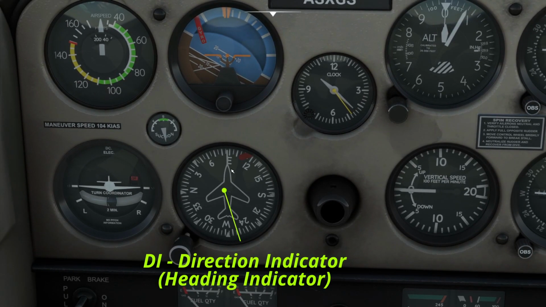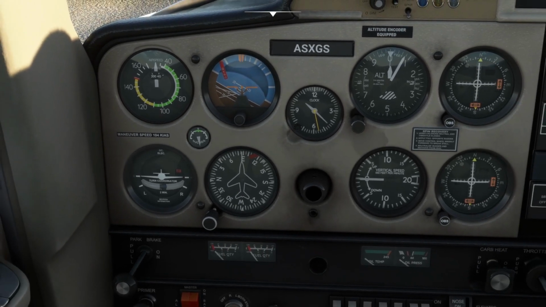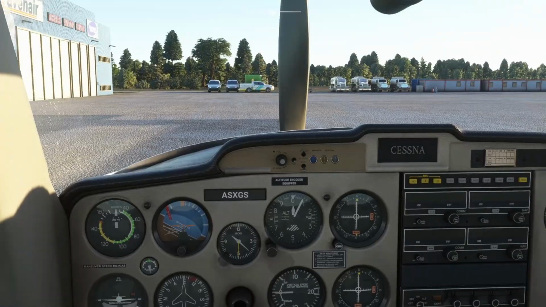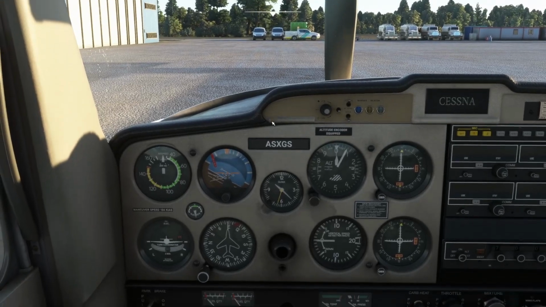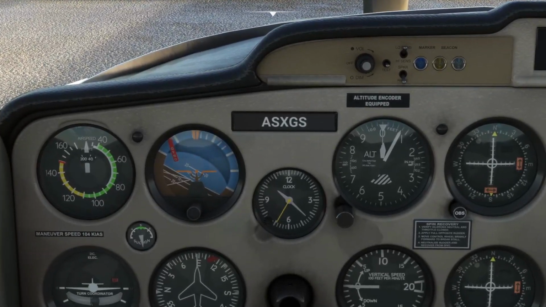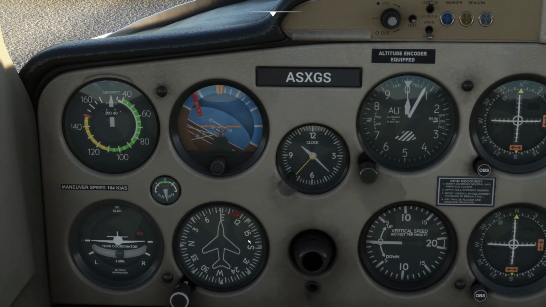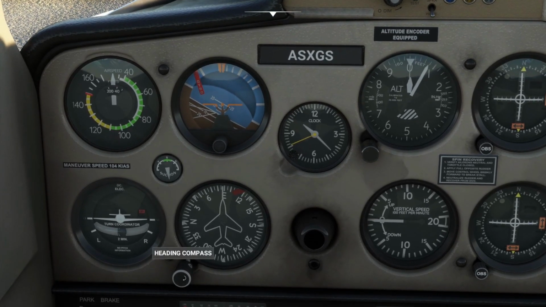Then we have our directional indicator, our heading indicator, and firstly we need to sync this up with our compass before we can use it, and we'd have to do it continuously through flight to make sure. But that's where you'd get your heading from, and you can bug it, usually with some aircraft, but not in this one.